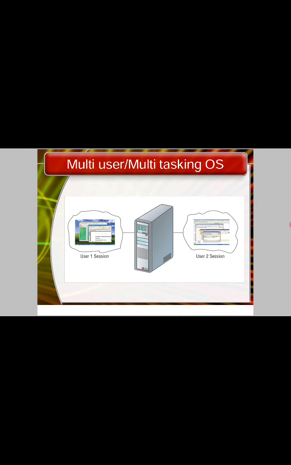So this is the diagram for multi-user multitasking operating system. Multi-user means more than one user can operate a single computer, and multitasking means more than one task can be done at a time. So what does multi-user mean? More than one user can operate a single computer, and multitasking means one user can run more tasks or more programs at a time.